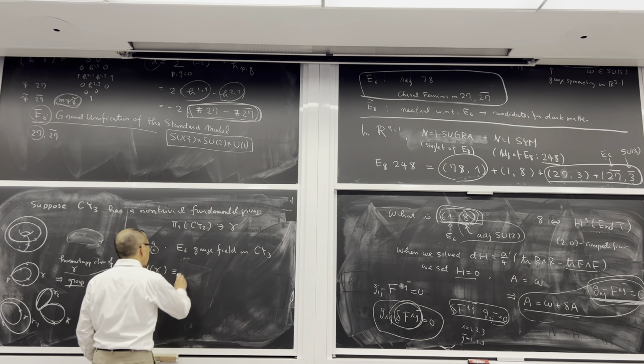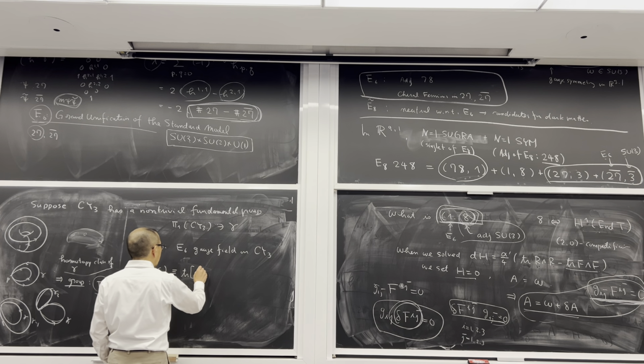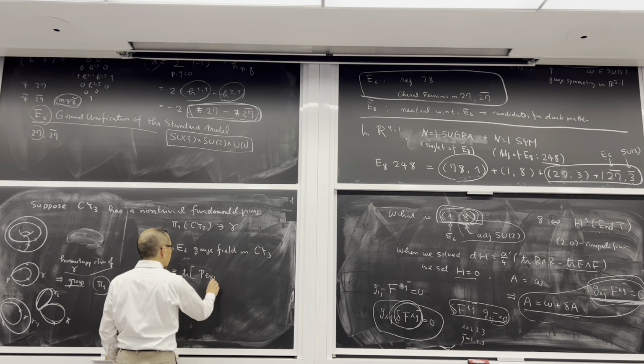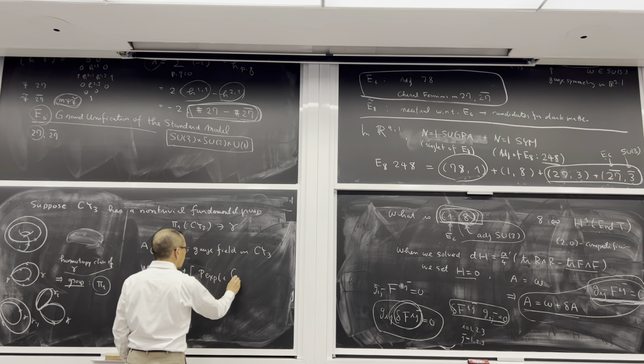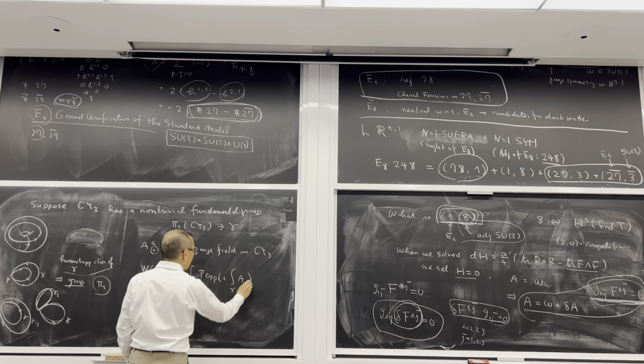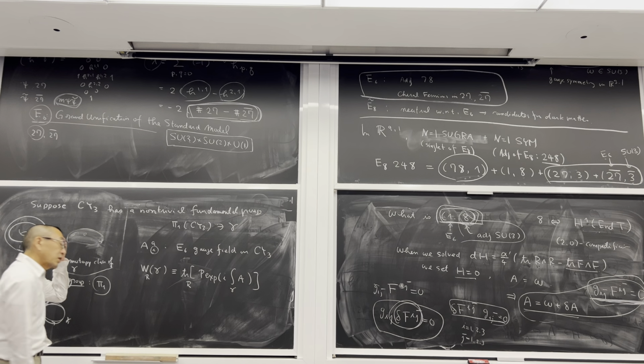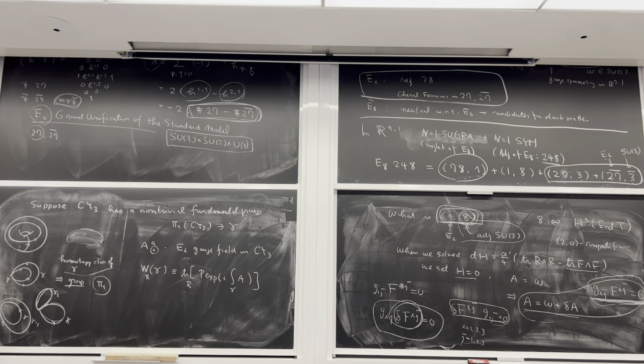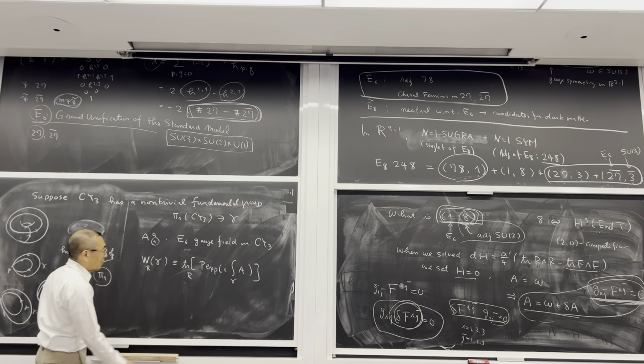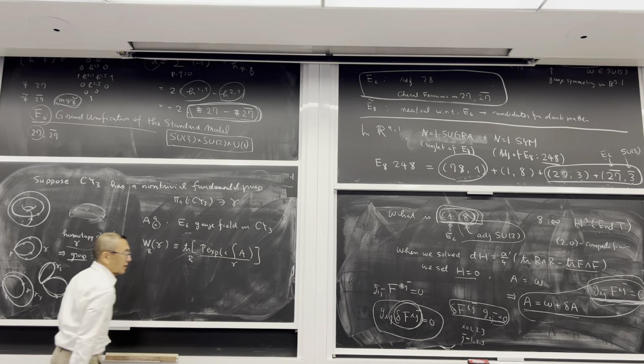trace of the path ordered exponential of the gauge field around gamma and in the representation R. So let me explain what I mean by this. So what does a path ordered exponential mean?